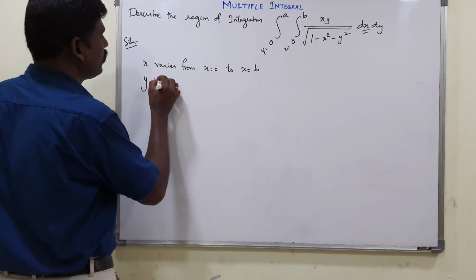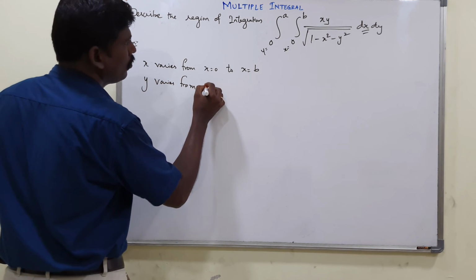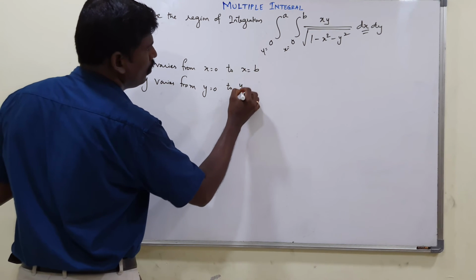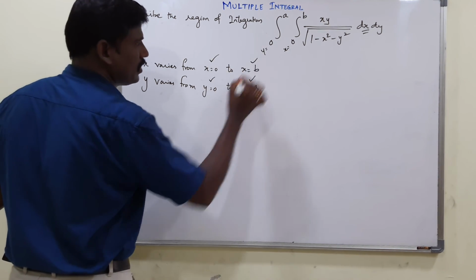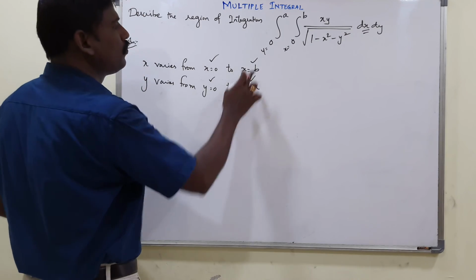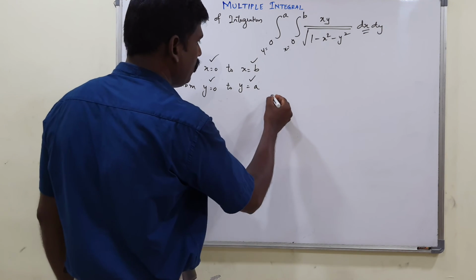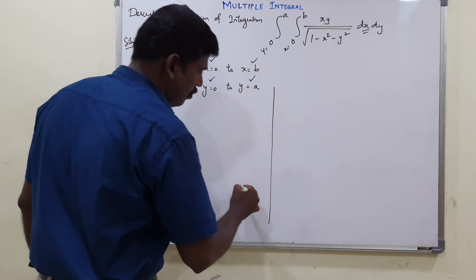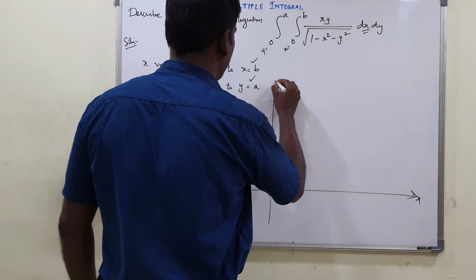In the same way, y varies from y equal to 0 to y equal to a. Here all these four are straight lines, isn't it? The region bounded by all these four straight lines is called the region of integration. Now I am going to sketch that region in the x y plane.